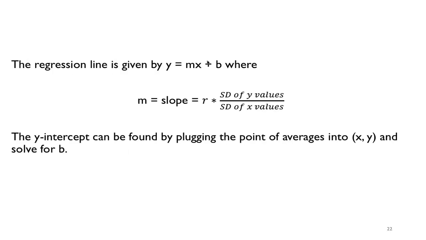So the regression line is again given by this equation: y = mx + b, where the slope is the correlation coefficient r times SDy, the SD of the y values, divided by the SD of the x values. And the y-intercept can be found by plugging in the point of averages. If I know the point of averages, I can find the y-intercept.